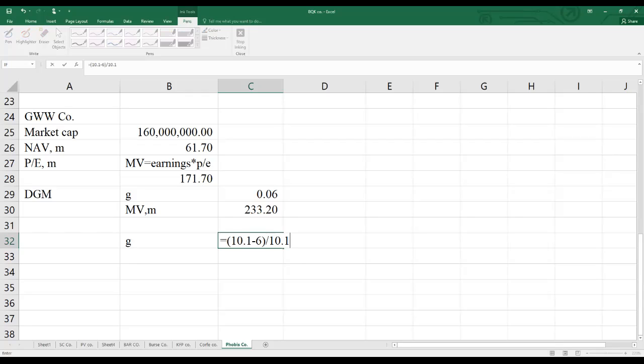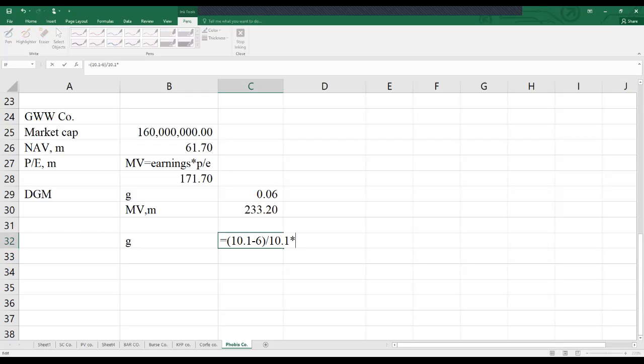They paid 6. Therefore, they retained the difference. Okay. Therefore, we get that 41% more or less to be the company retention ratio. Therefore, retention ratio multiplied by return on equity. Let me go back here. I multiply this by return on equity.